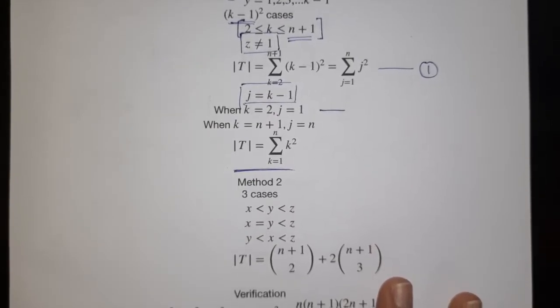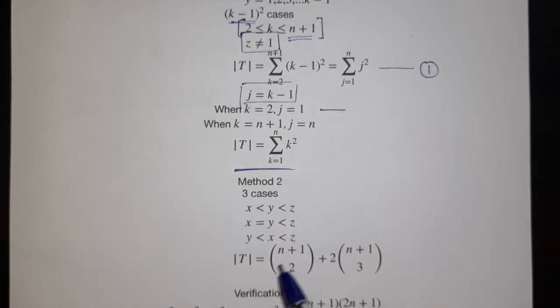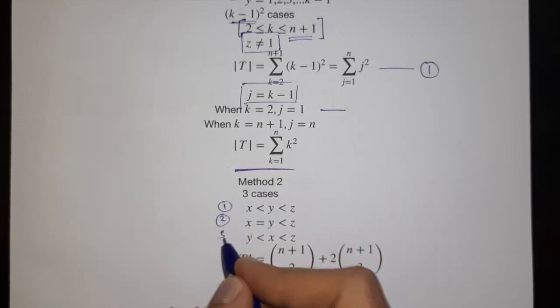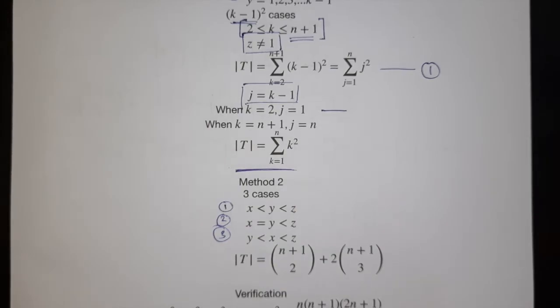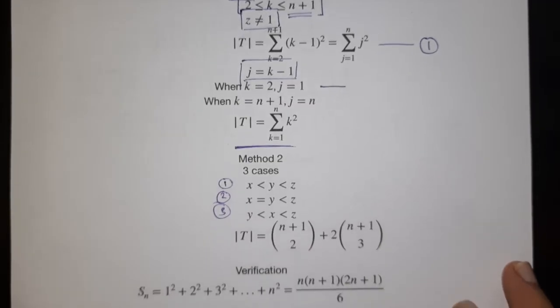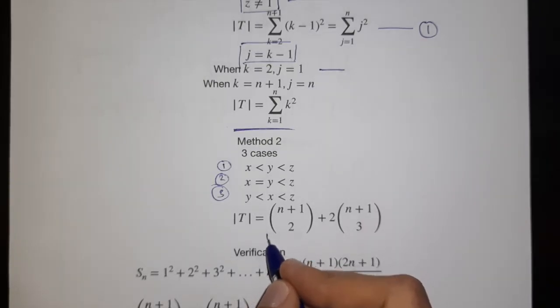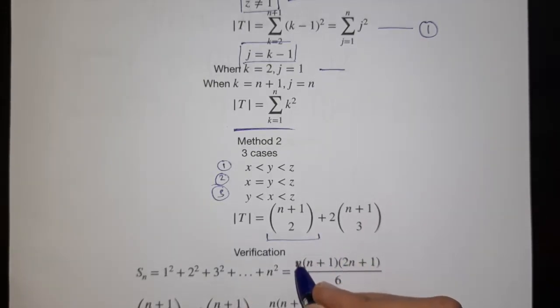This ends method 1. In method 2, we will establish conditions relating x and y which we did not have to do in method 1. Broadly speaking, there are three main categories: x less than y less than z, x equals y which are both less than z, or y less than x less than z. In the second category, we are only required to select two distinct elements from the set S, one to represent z and one to represent x and y together. There are n plus 1 choose 2 ways of doing this.